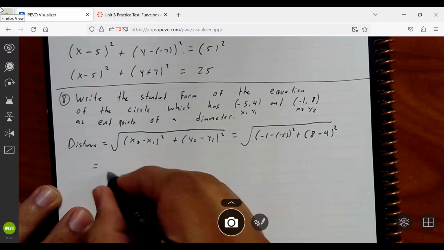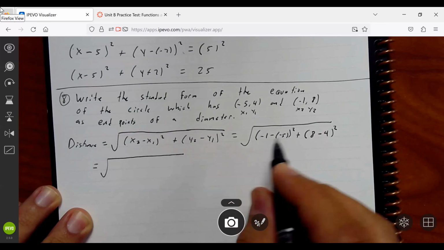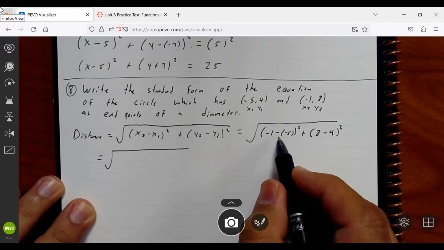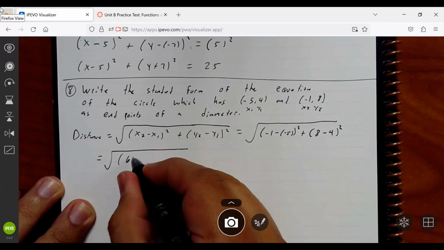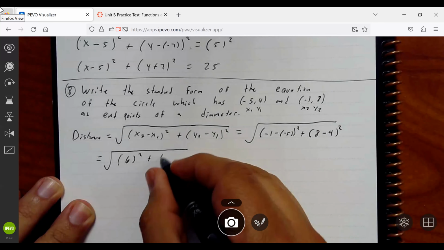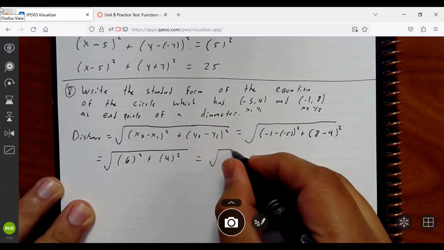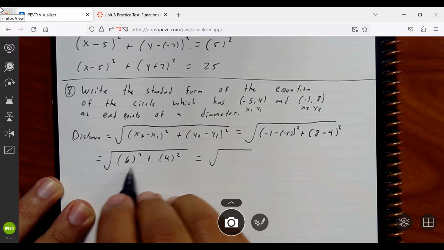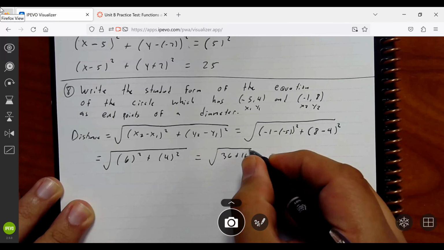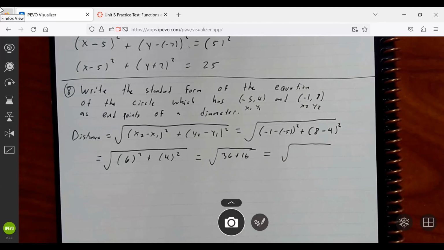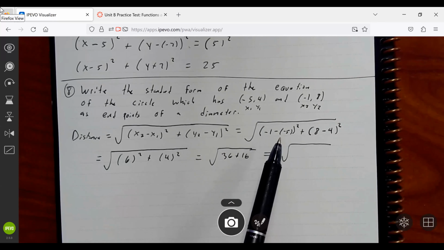So that will be the square root. The -1 minus -5, that's a +5. 1 plus 5 is 6. That'll be 6 squared plus 8 minus 4, 4 squared: 36 plus 16. Right? Guys, agree with my numbers here? Nope, looks wrong to me, right? Do you see the error?